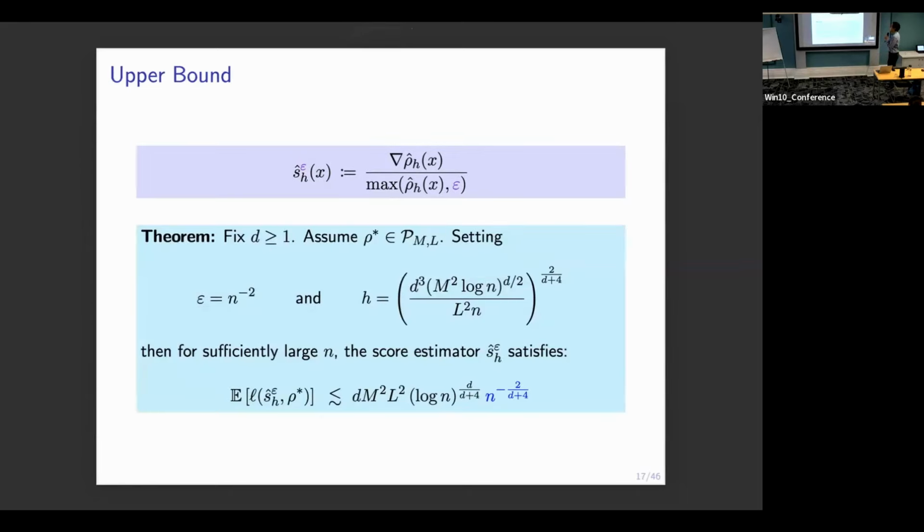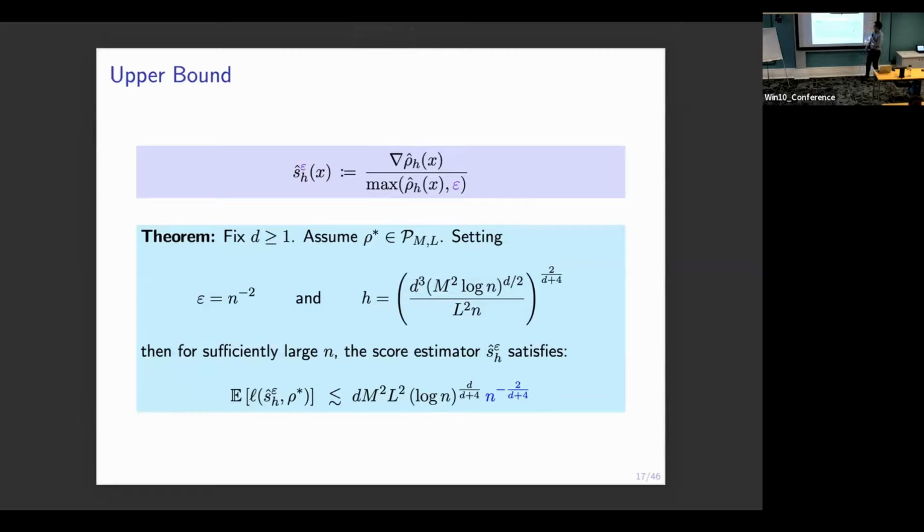So here's the first result that we prove. This is the estimator. We assume the dimension is fixed, and n, the number of samples, is growing. Assume that the unknown distribution is subgaussian and smooth. Then with this specific choice of epsilon, the regularization parameter, and h, the bandwidth.